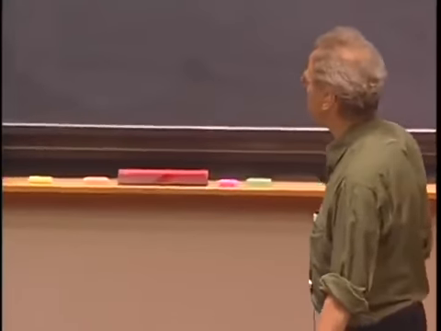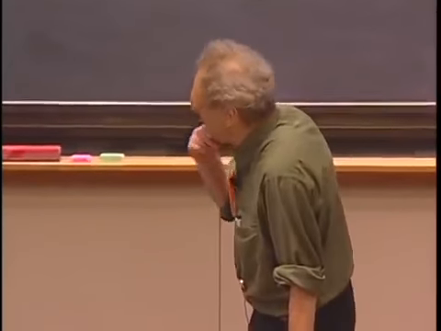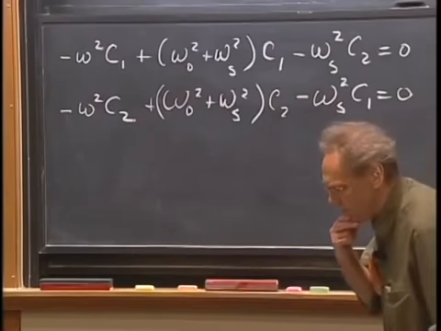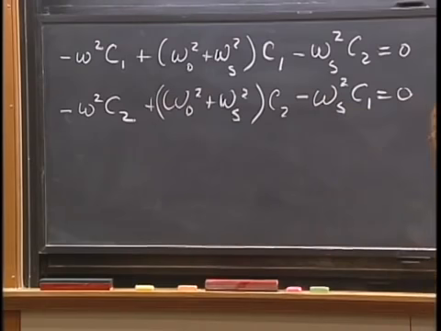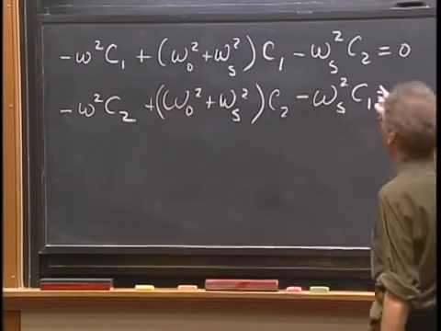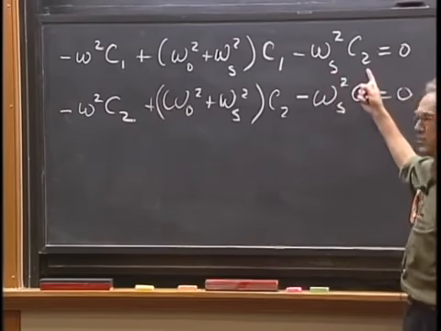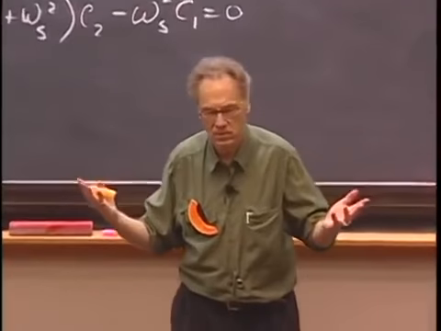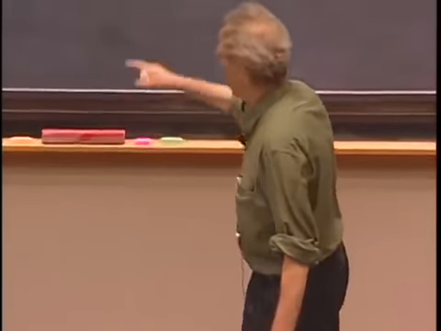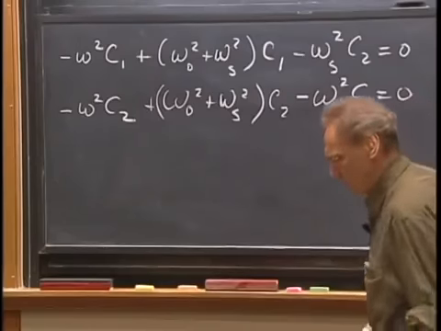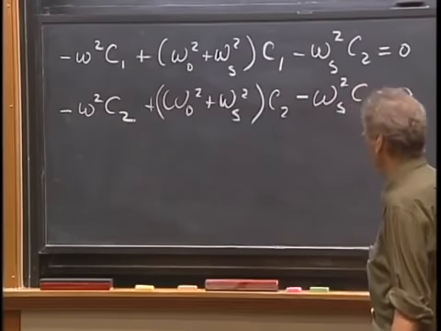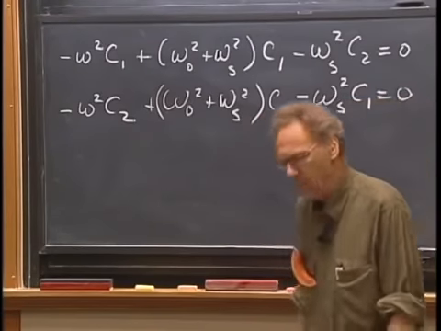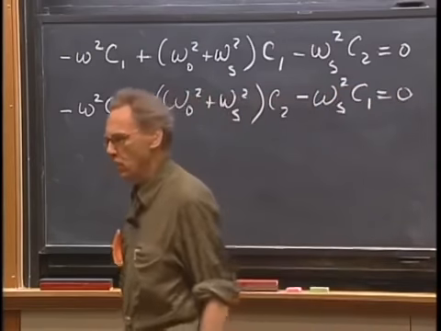So let's do that. Minus omega squared c1, I can live with that, plus that term with a c1, yes, minus omega s squared c2. Even if you make a little slip of the pen and you change this into a 1 and this into a 2, it's all over, of course. And then the next equation, minus omega squared c2, then I have this times c2, and then I have minus that times c1. We're almost there, even though it doesn't look that way, does it?